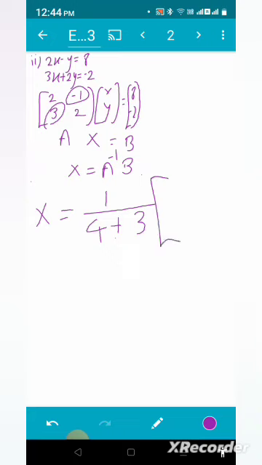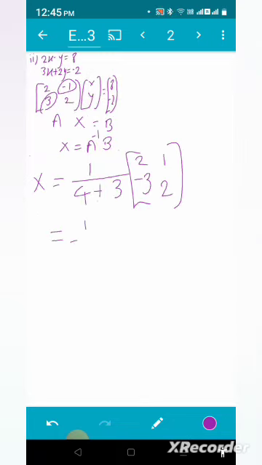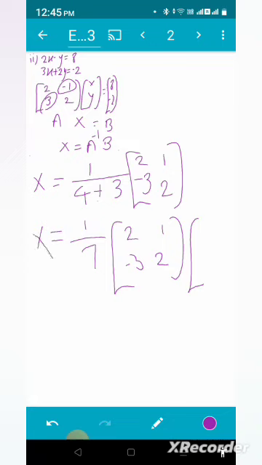I can interchange these values 2 and 2, and I can interchange these signs, minus 1 gets plus 1, this is minus 3. This is finding the A inverse value: 1 divided by 7 into 2 1 minus 3 2, into the B value for X. B is this number 8 minus 2.